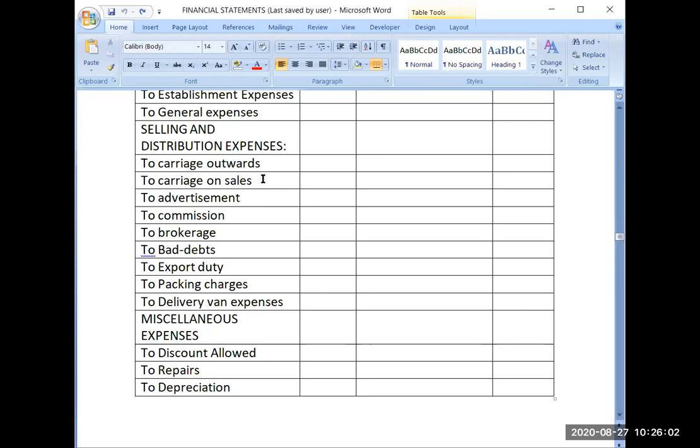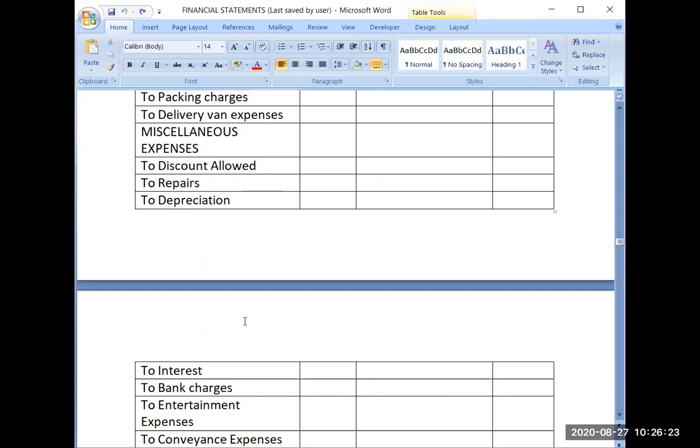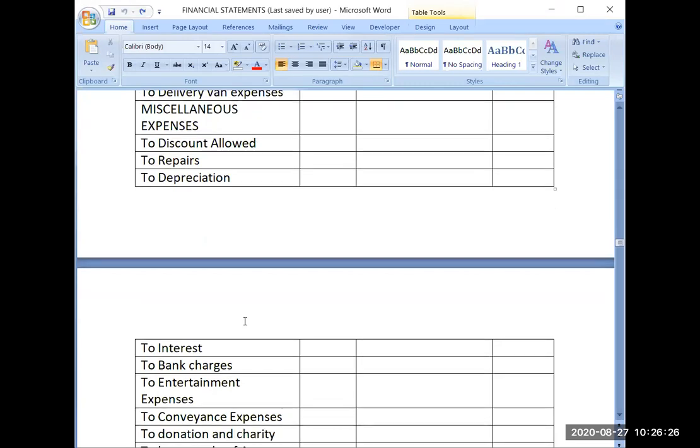Packing charges, then delivery van expenses. The delivery van has to be fueled properly, and repair and maintenance of the delivery van. These all will be your indirect expenses. Then other expenses, miscellaneous means other expenses. Discount allowed: you are allowing discount to your customers.